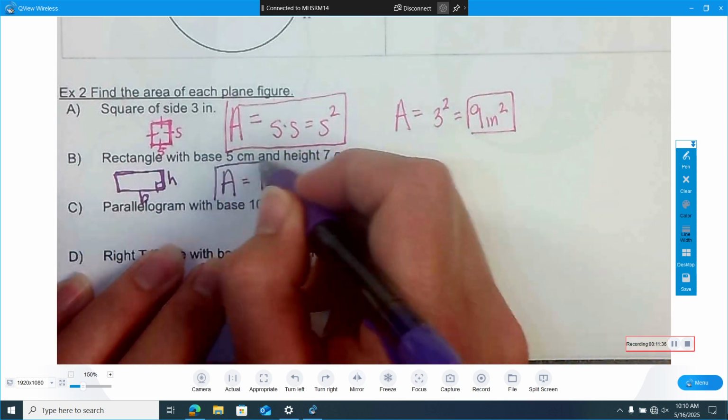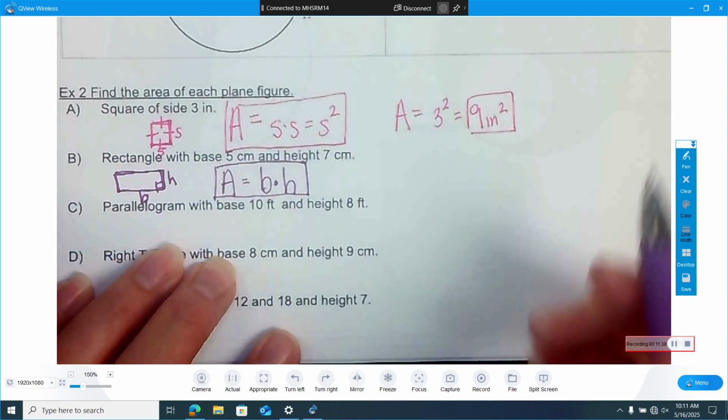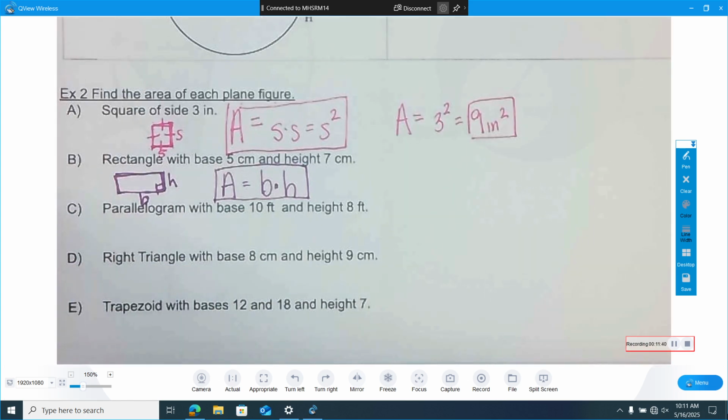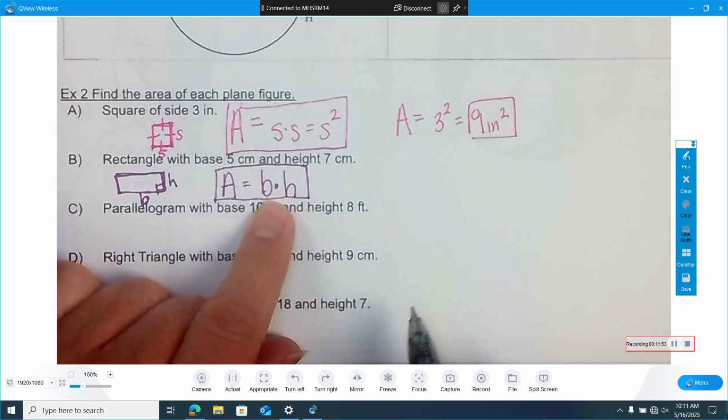How many of you grew up with length times width? Yeah, I hate that. Base times height. Get used to it because we're going to use it often, okay? Means the same thing, but base times height, we're going to use over and over. It's the foundation of everything, okay? So this is the formula for the area of a rectangle.